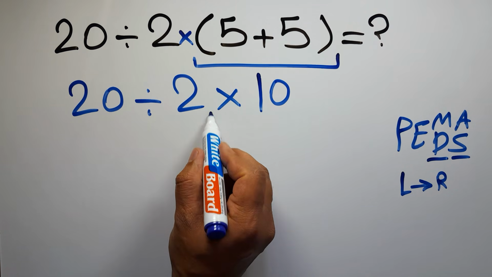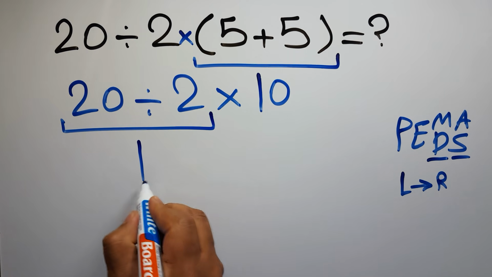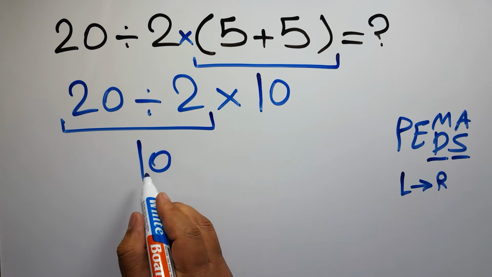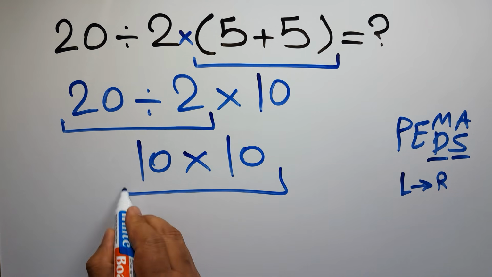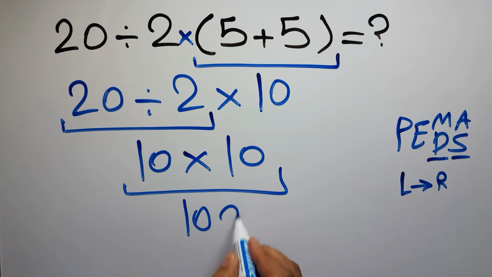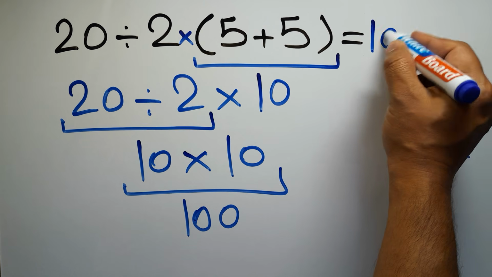20 divided by 2 gives us 10. So we have 10 times 10, which equals 100. And this is our final answer to this problem. The correct answer is 100.